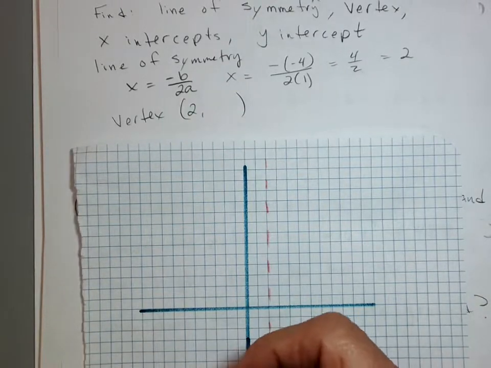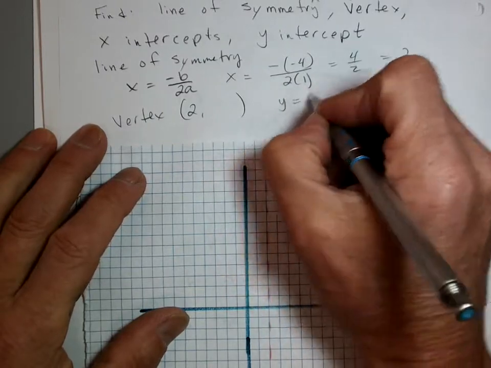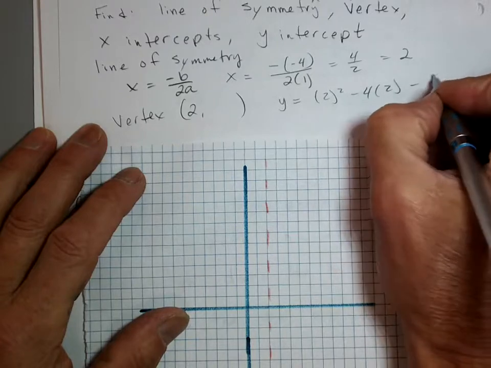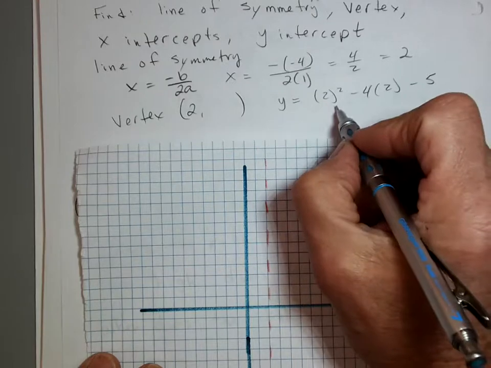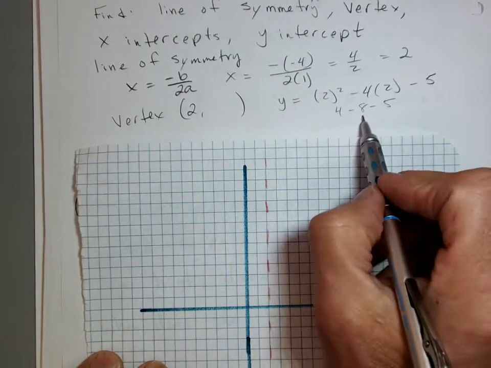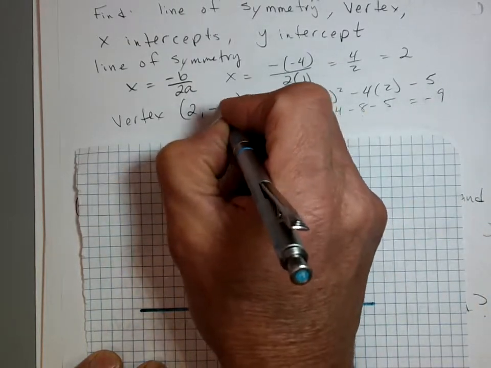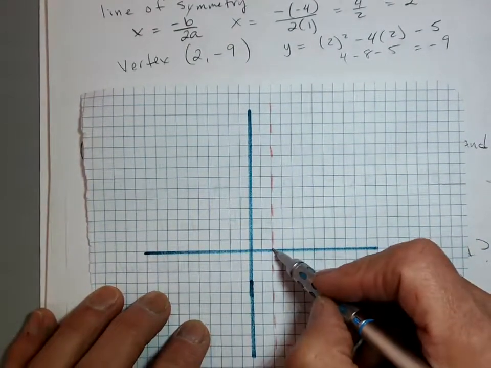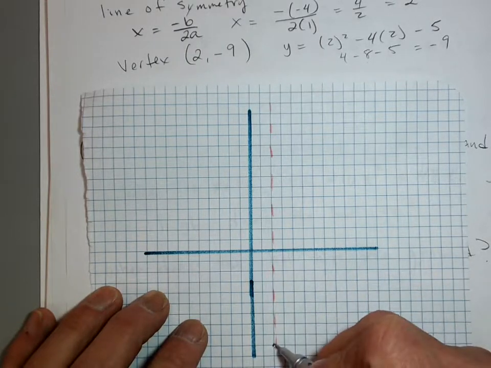To get the corresponding y, we just plug that in, right? So I'm going to go, okay, y equals 2 squared minus 4 times 2 minus 5, right? So I get 4 minus 8 minus 5. Let's see. Negative 4 should be negative 9, okay? So my vertex is 2, negative 9. All right, I'm going to put that on my graph. 2, 1, 2, 3, 4, 5, 6, 7, 8, 9. Okay?